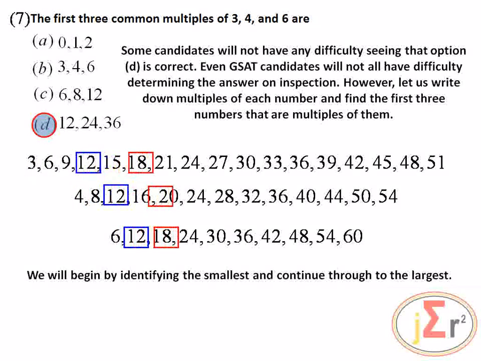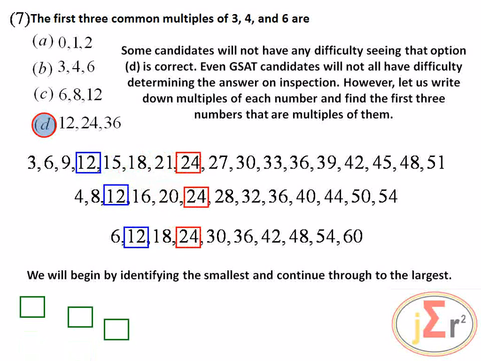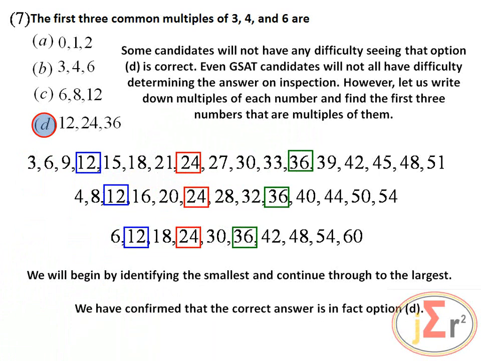And then we go all the way over to 24. Then we will travel, no doubt, all the way over to 36. And see, we have identified every single one of them. We have confirmed that the correct answer is, in fact, option D.